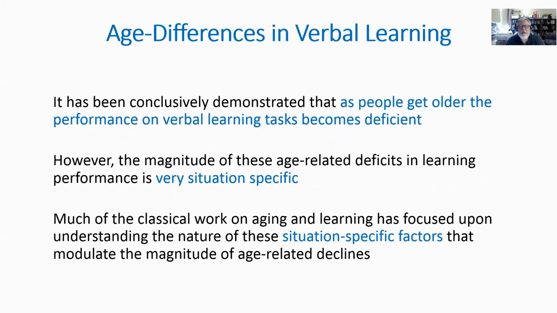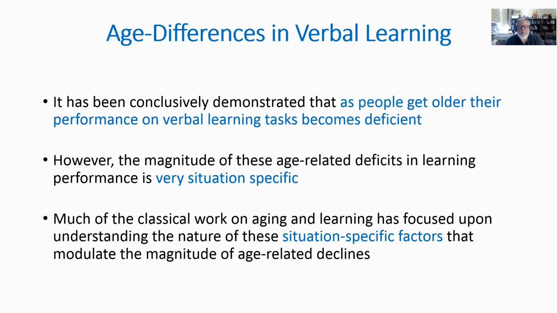So let's establish, number one, that there's very clear consensus in the experimental psychology of aging that there are demonstrated age-related decrements in verbal learning performance. It's very, very clear that the depth and the speed at which we can learn new materials changes as we grow older. We can still learn, but we learn differently and more slowly.